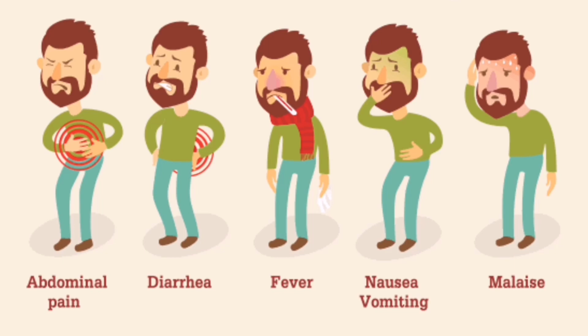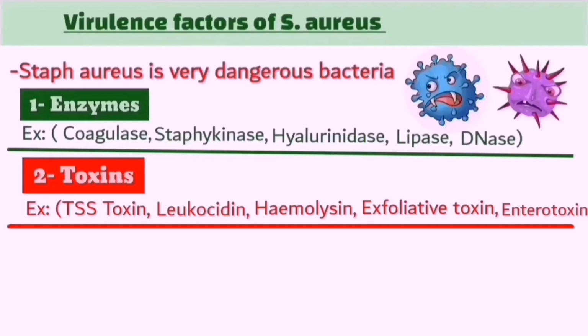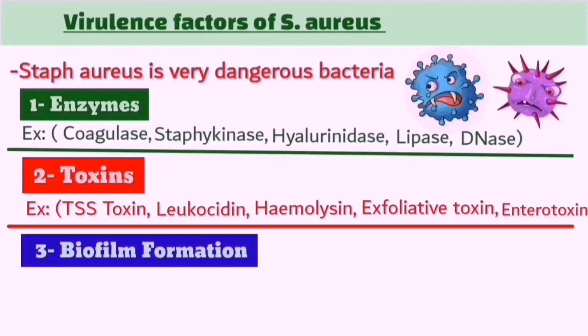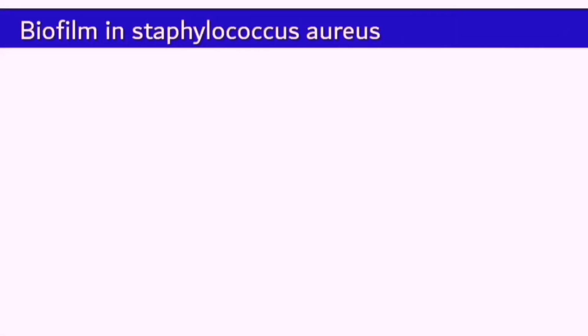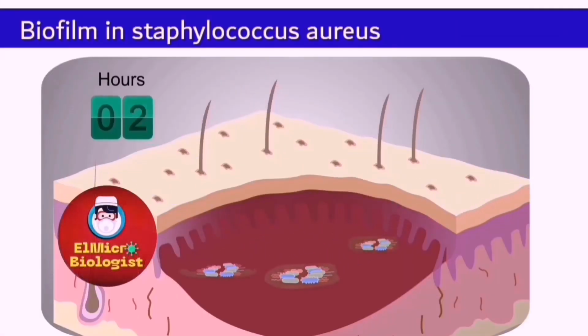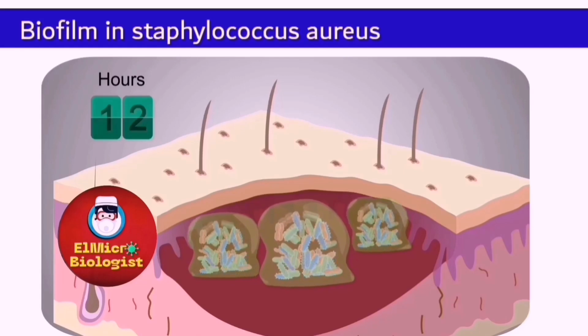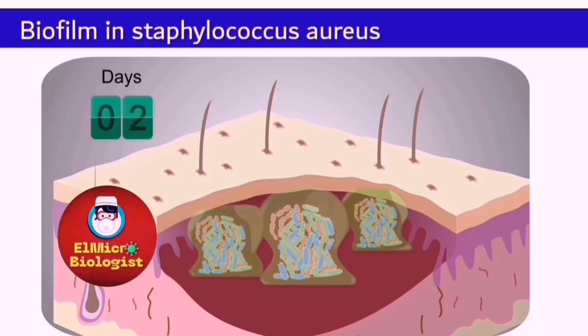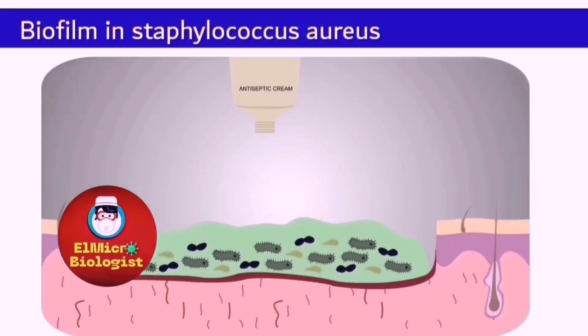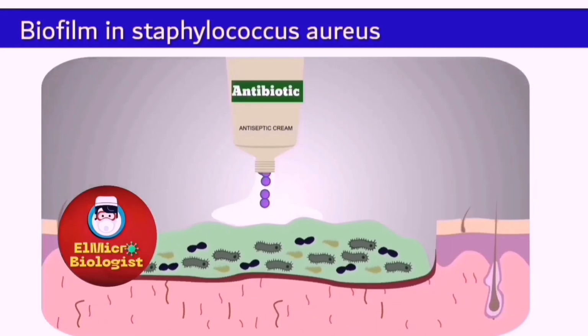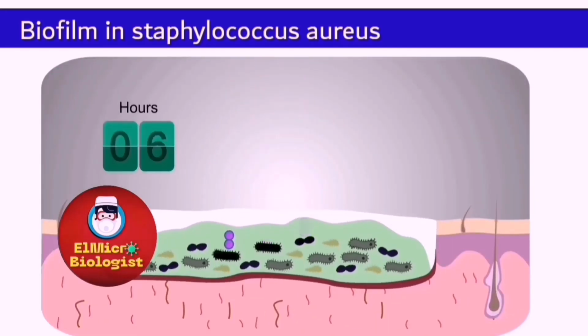Now we'll move on to the most important virulence factor, which is biofilm formation. Staph aureus can universally attach itself to surfaces and produce extracellular polysaccharides, which produce a biofilm that isolates the bacteria from external environments, including antibiotics, which contributes to its resistance. Even if antibiotics can penetrate the biofilm, Staph aureus may contain antibiotic resistance genes, which render them ineffective.